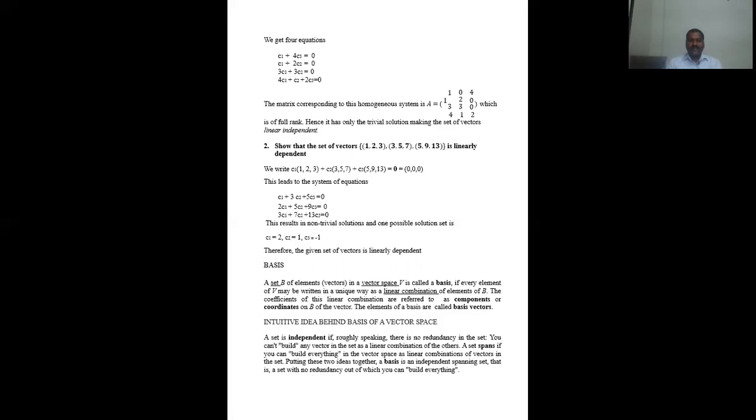Okay. So what's a basis? Basis is a set of vectors, so that every vector in that space can be uniquely represented as a linear combination of these basis vectors.